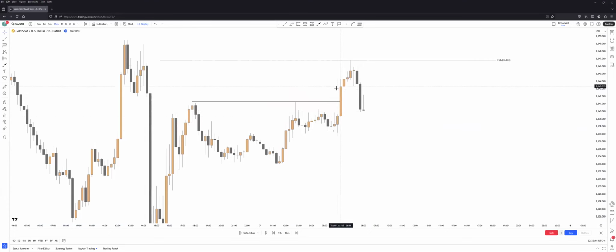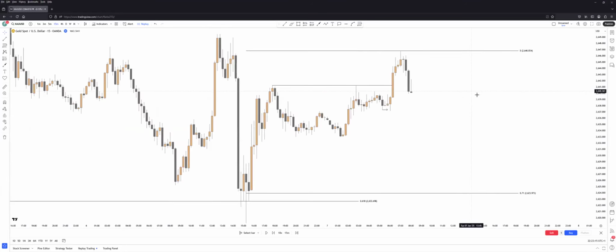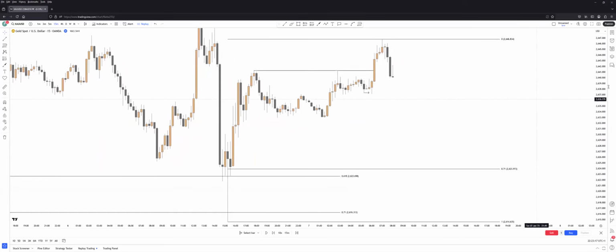There is a really nice amount of volume and an order block. So what I told you in the previous video is that the best option you can have here is to split the risk.